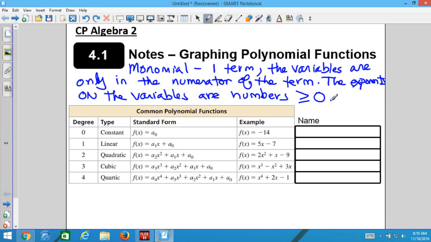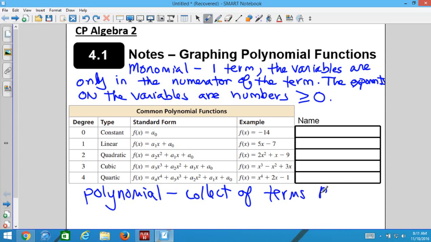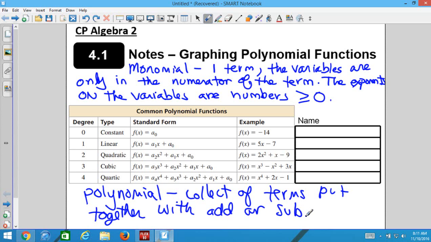And then you probably have run out of space up there, so I'm going to put the definition of polynomial just down here. Polynomial. It's a collection of those monomials, of those terms, put together with addition or subtraction. A polynomial, the terms are separated by addition or subtraction.